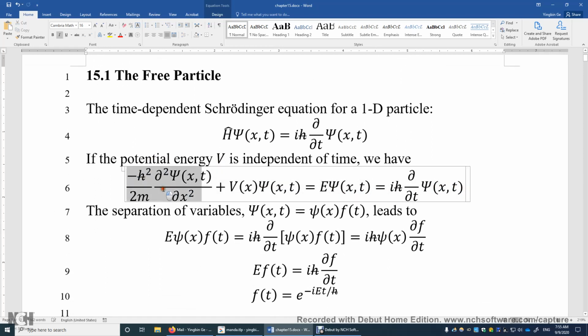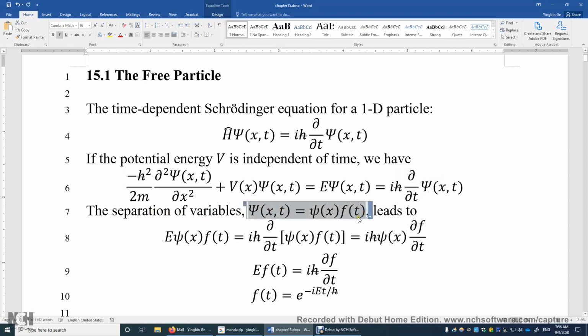Over here we have the kinetic energy operator being applied to psi. This is the potential energy operator. And over here E is the total energy. And this is the right-hand side of the time-dependent Schrodinger equation. Let's try to separate the variables x from t.